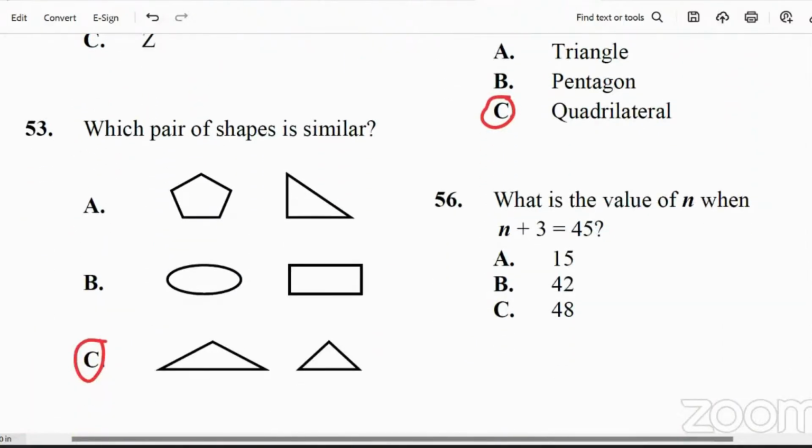Question 56. What is the value of n when n plus 3 equals 45? What number, when 3 is added to it, gives you 45? Of course, if you're not sure, you can go ahead and add every single one of them. Okay? That's fine. If not, you could simply subtract 3 from 45. 5 minus 3, that's 2. And that gives you the number that 3 was added to. So the answer is B.